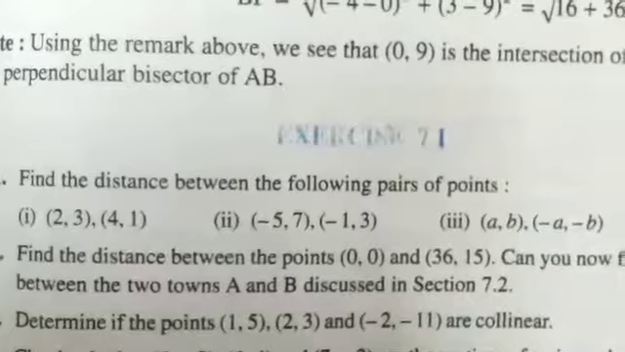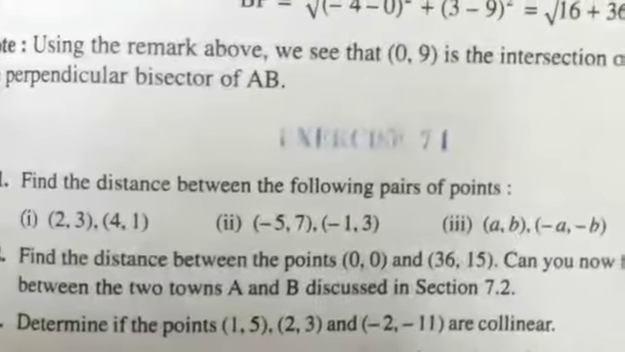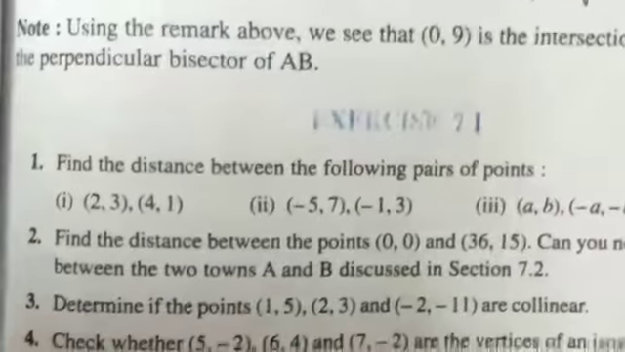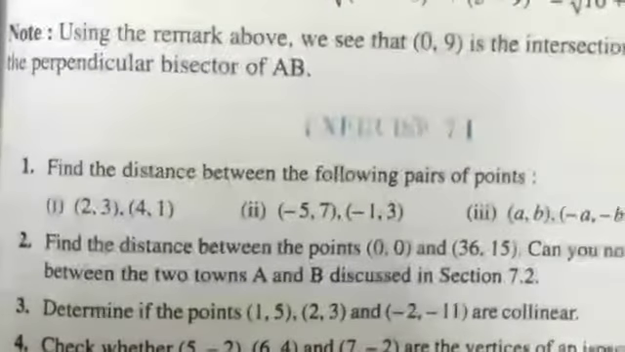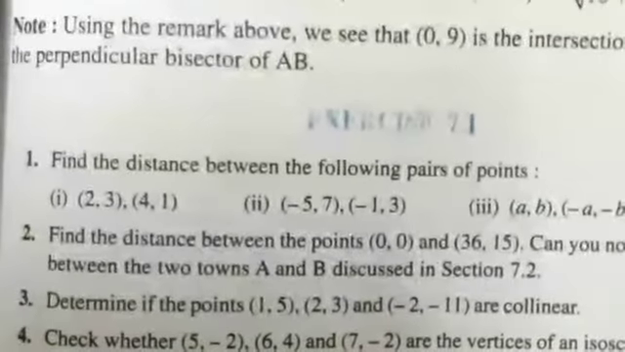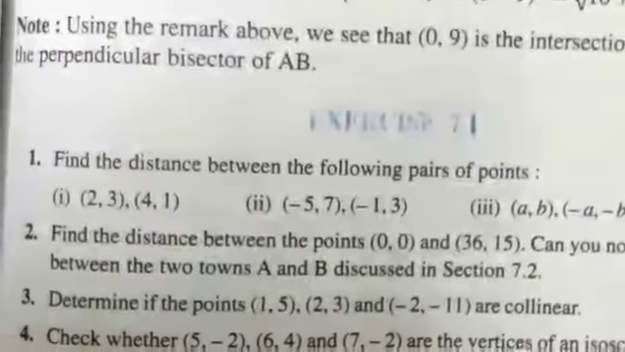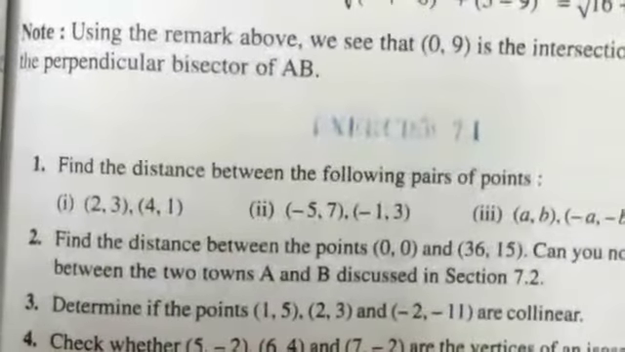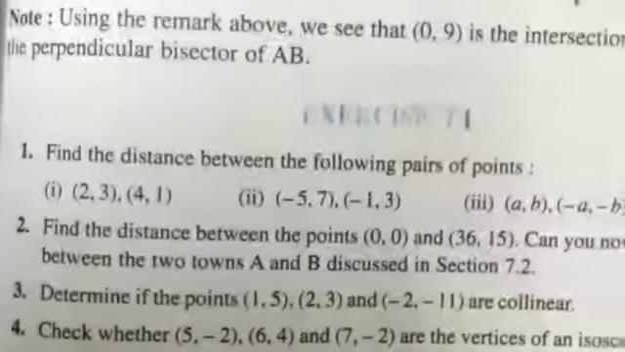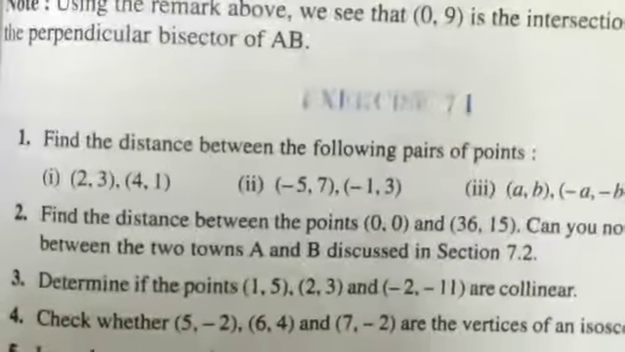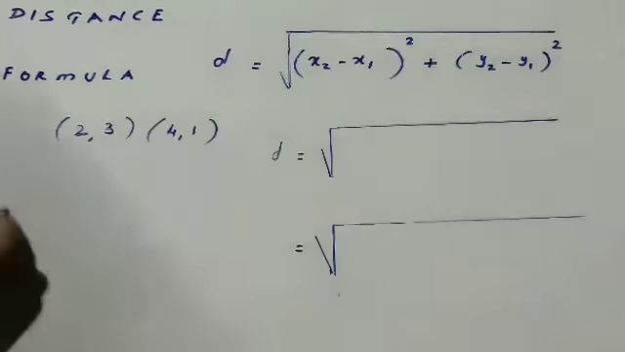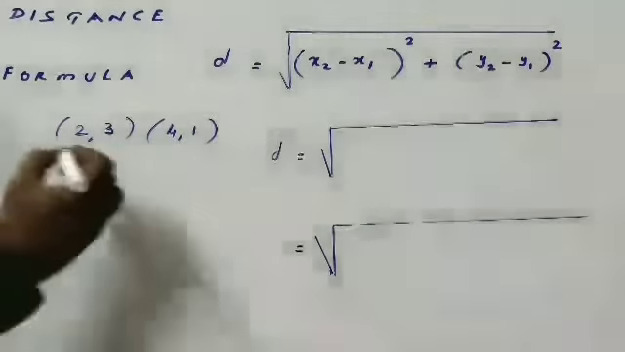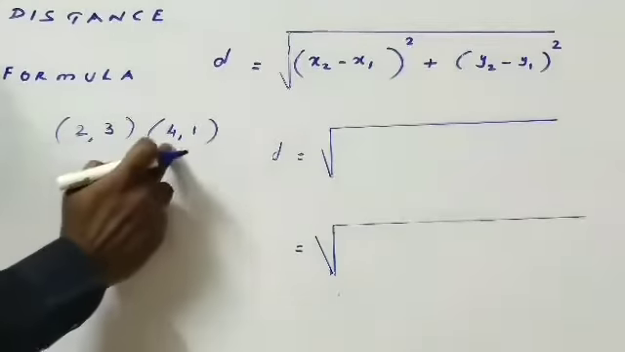In this video I want to teach exercise 7.1, questions 1 and 2. Now listen to the first question. It is based on the distance formula. Find the distance between the following pairs of points. Subdivision 1 is (2, 3) and (4, 1). Now listen, subdivision 1 of the first question in exercise 7.1: (2, 3) and (4, 1).